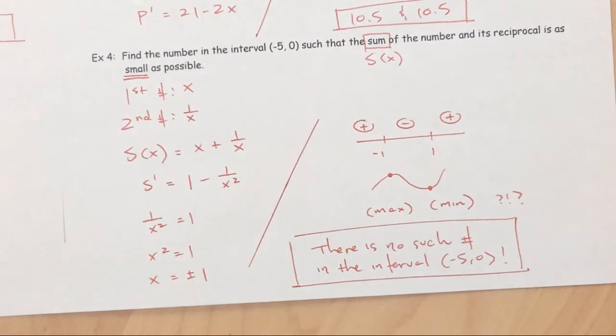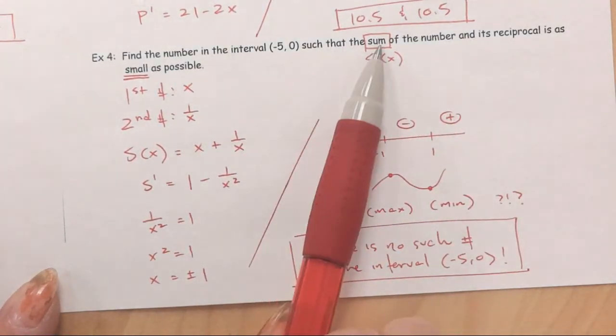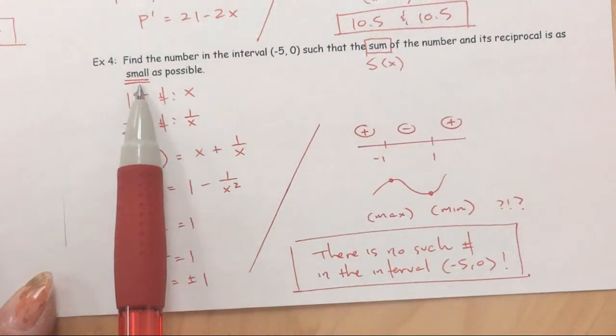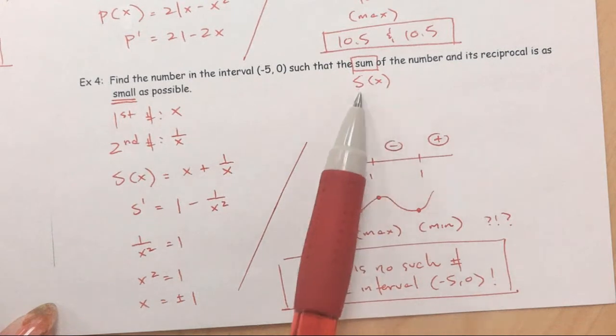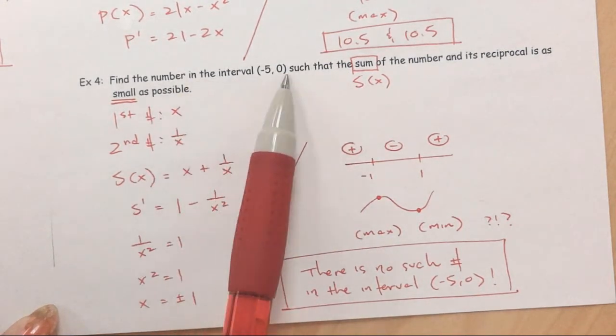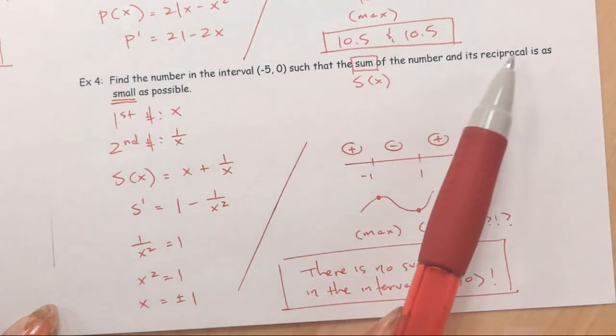Same thing here. You want a sum as small as possible. I underline small. I box my sum. This is the formula I want. And then it says a number in the interval. I'm going to skip that for now. And it's a number and its reciprocal.